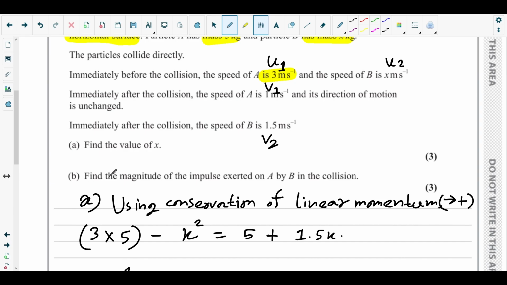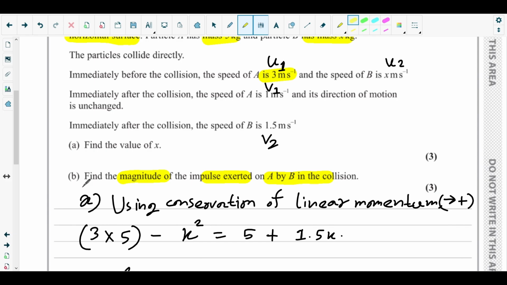For part B, they are asking to find the magnitude of the impulse exerted on A by B in the collision. Okay. Let's consider impulse exerted on A. So on A, we know that impulse is what? Force times the time, right? So also impulse is known as the change in momentum. So this change in momentum, impulse exerted on A.